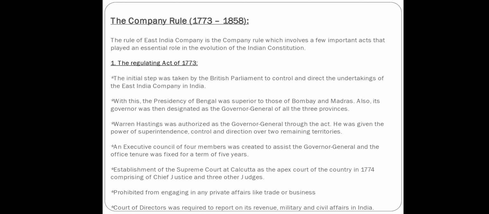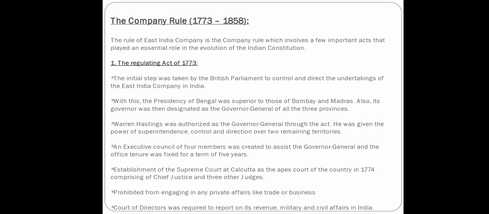In the company rule, which lasted from 1773 to 1858, the East India Company is the company. Now, please understand what we mean by the company. The rule of the East India Company involves a few important acts that played an essential role in the evolution of the Indian Constitution. So, I'm talking about the role of the company in company rule. First is the Regulating Act of 1773. This is a very important act.